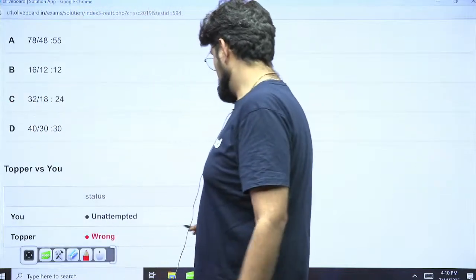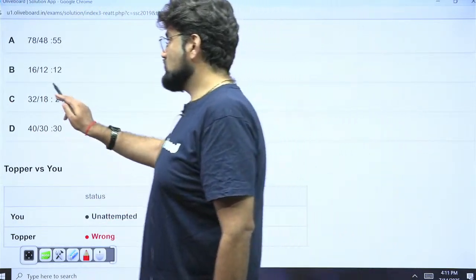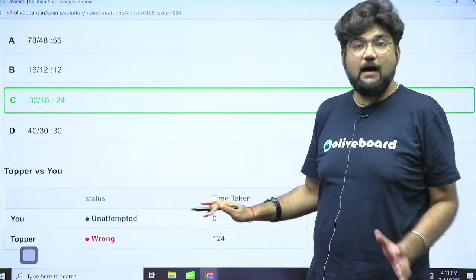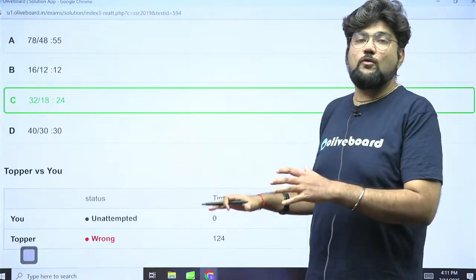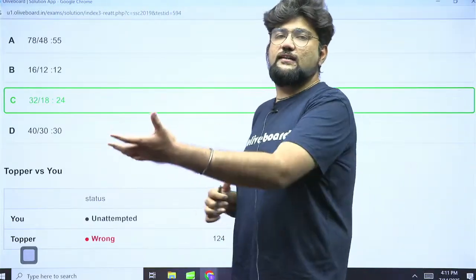See, 124 seconds he took and unfortunately got it wrong. So, this is what the examiner wanted to do and he was successful. But it was very smart of the topper that despite getting this wrong and despite spending this time here, he could still balance it and get the highest marks.